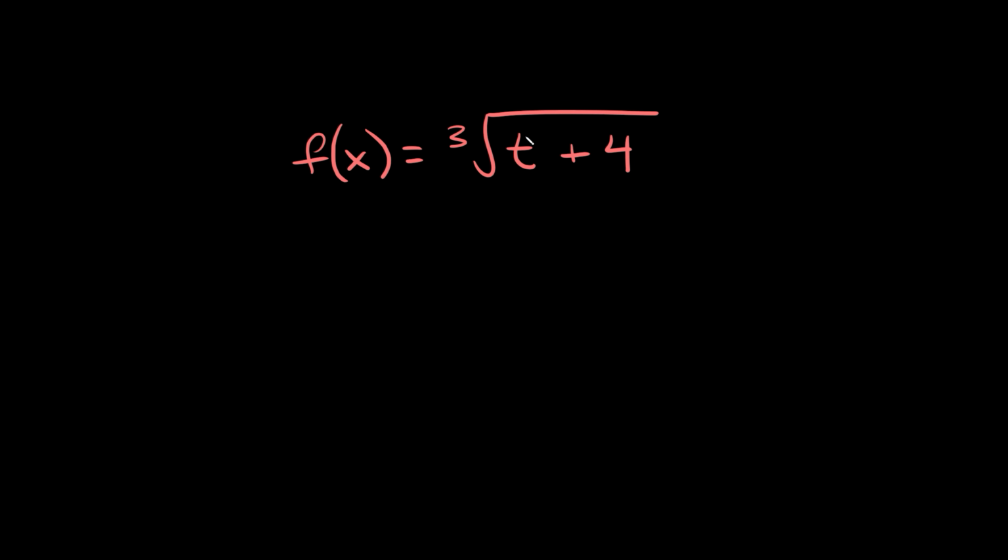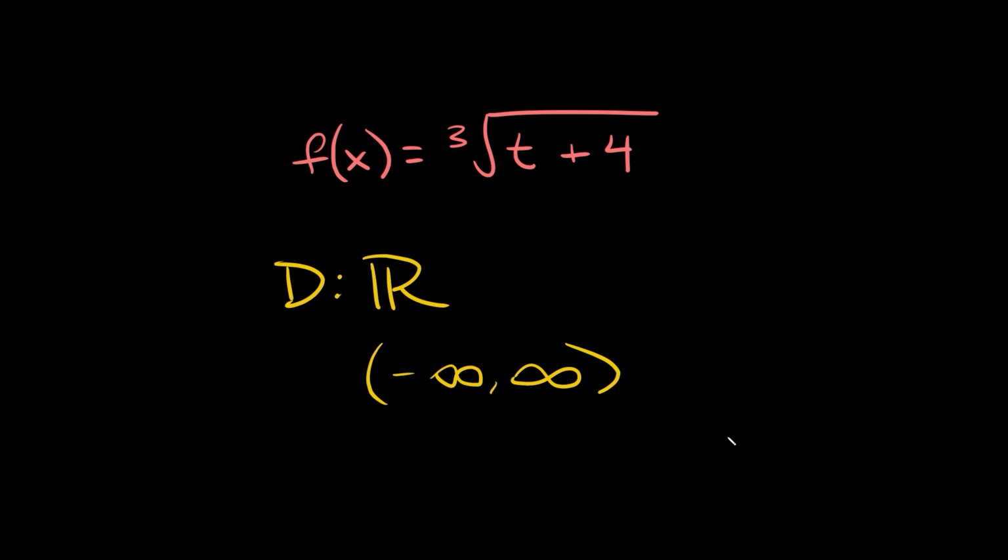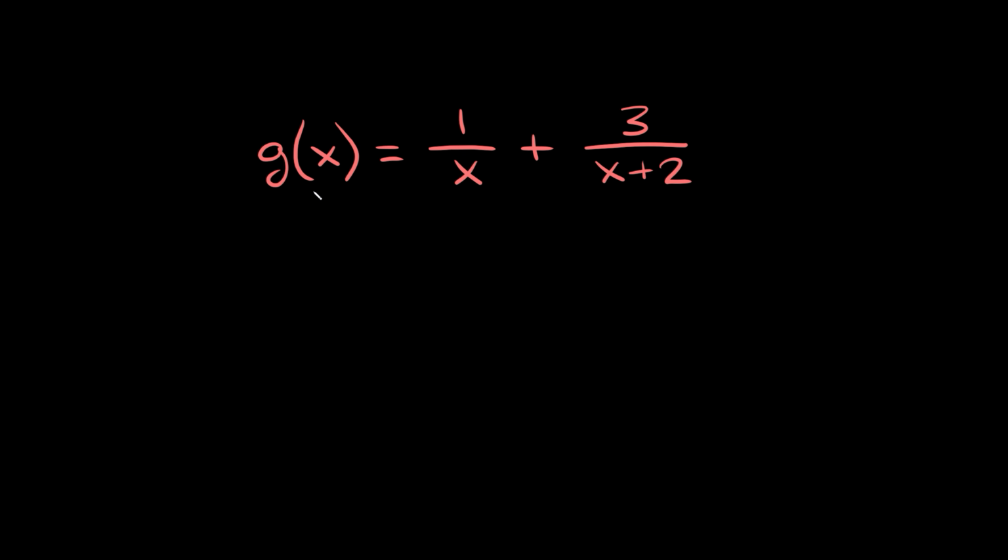So since this t variable can be any single number, then that means that the domain, again, we can write it a couple different ways. We can say it can be all real numbers, or we can say that it goes from negative infinity to positive infinity like so. All right, the next one we have is g of x is equal to 1 over x plus 3 over x plus 2.